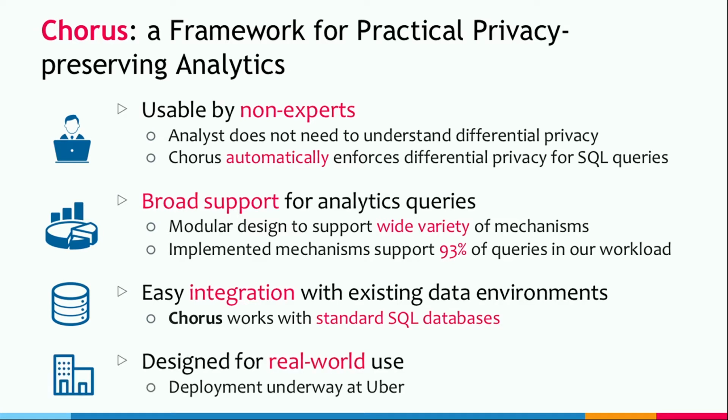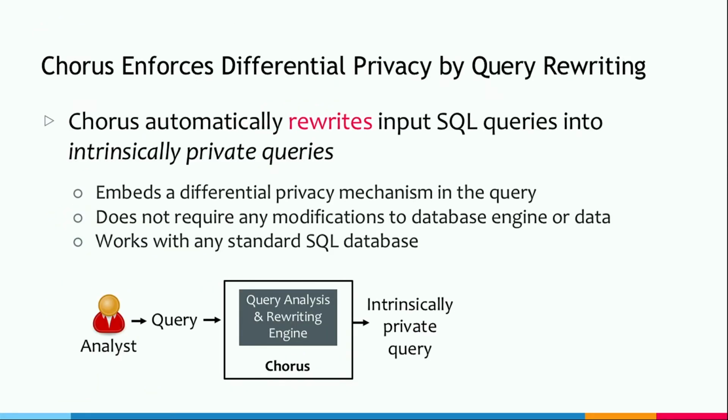So Chorus is really designed for these real-world deployments that so far haven't happened. Okay? Actually, plans for deployment are underway today at Uber. And so Chorus really is designed to solve the challenges that come up when you're trying to deploy this stuff in the real world. So what's different about Chorus that allows us to do this?